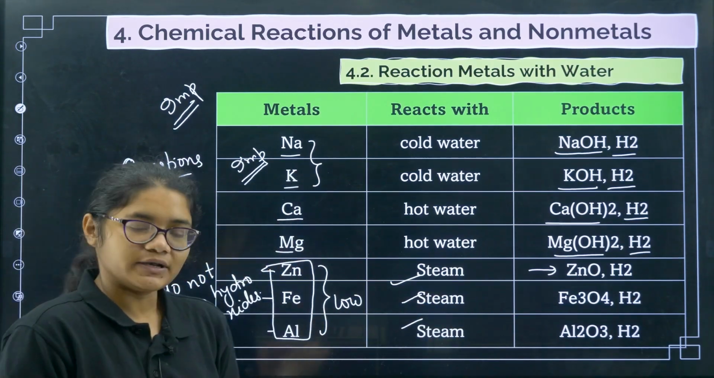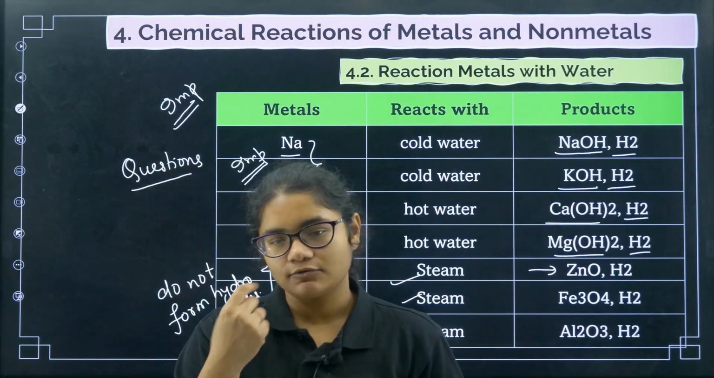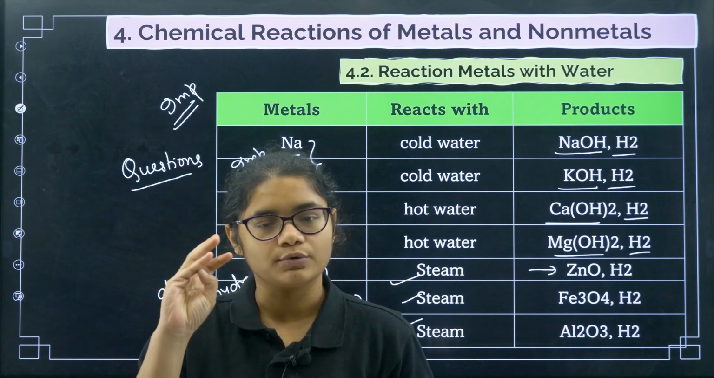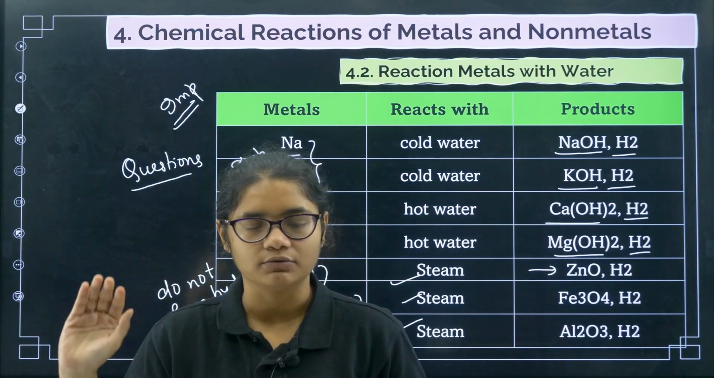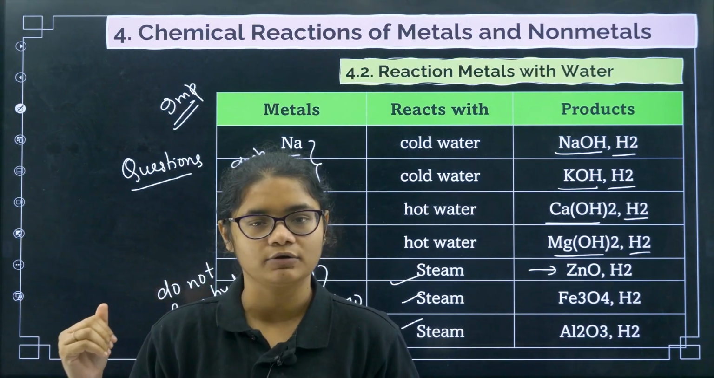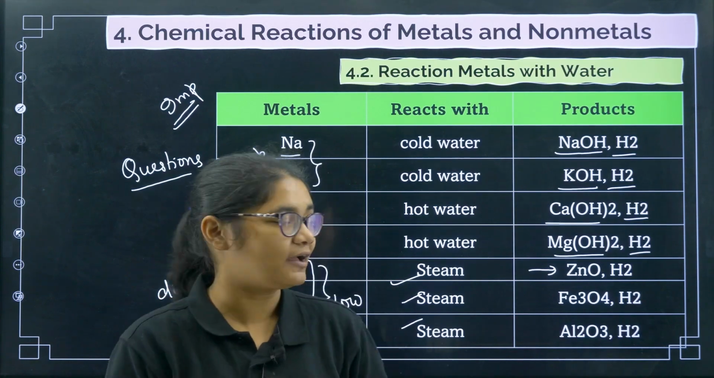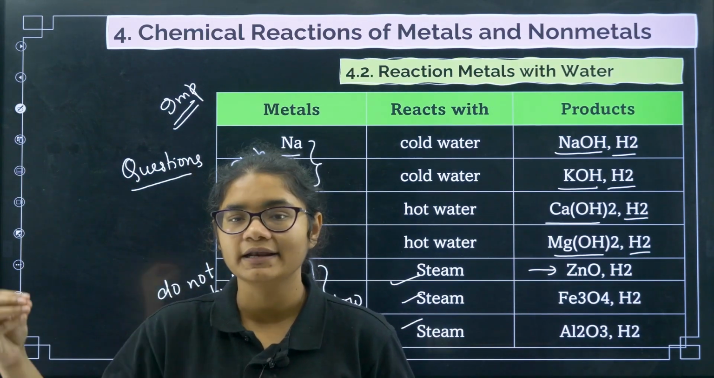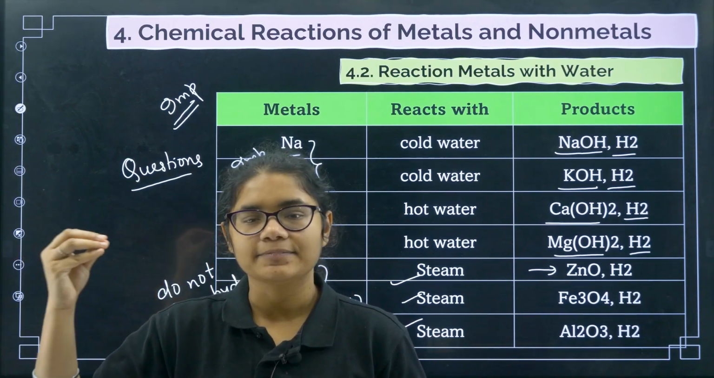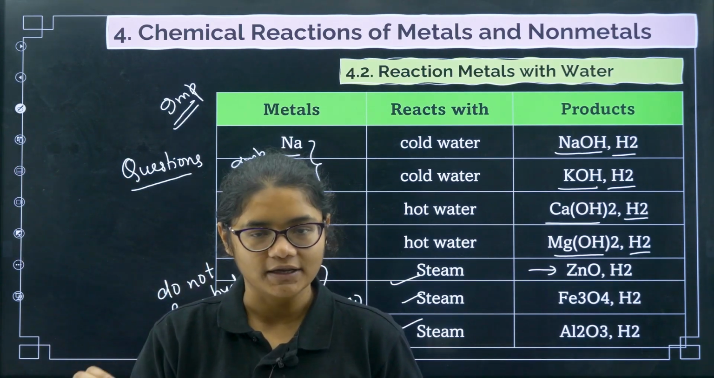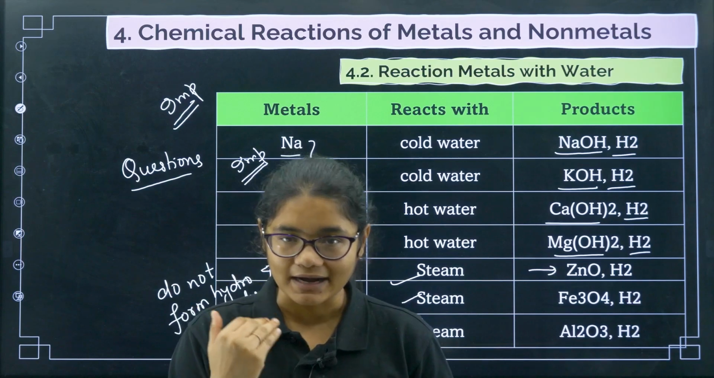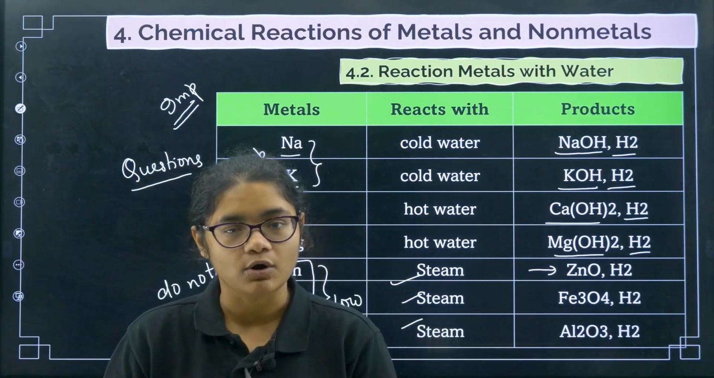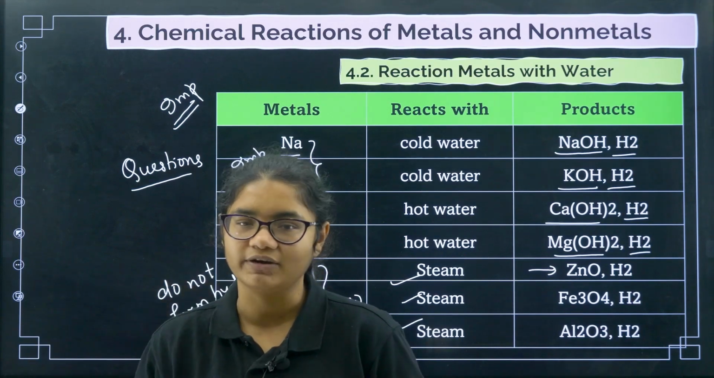Okay, so let us revise this once again. First reaction we studied, displacement reaction. Second reaction is reaction with water. Sodium and potassium can react with cold water to give you sodium hydroxide and potassium hydroxide. Magnesium and calcium react with hot water to give you calcium hydroxide and magnesium hydroxide plus hydrogen gas. And then three metals, zinc, iron and aluminium, react with steam. Their reactivity is very low and they do not produce hydroxides, they produce oxides, plus hydrogen gas.